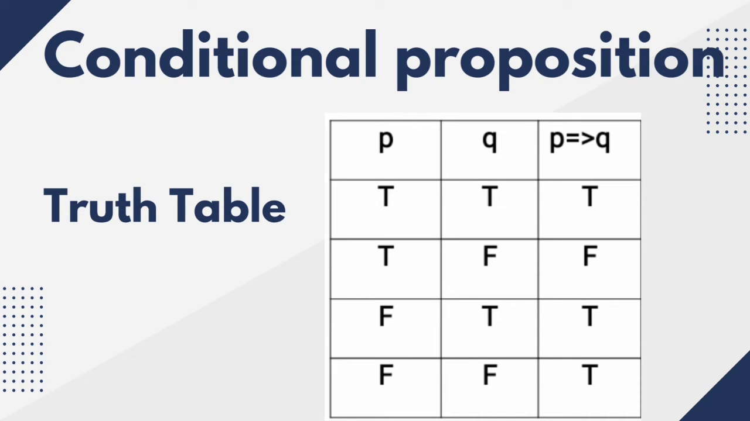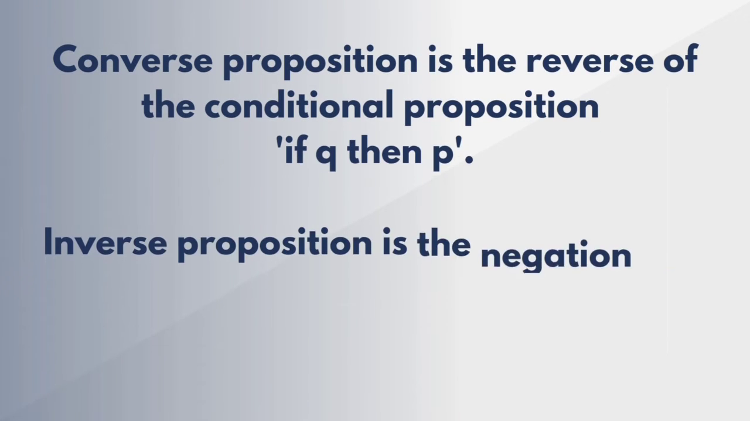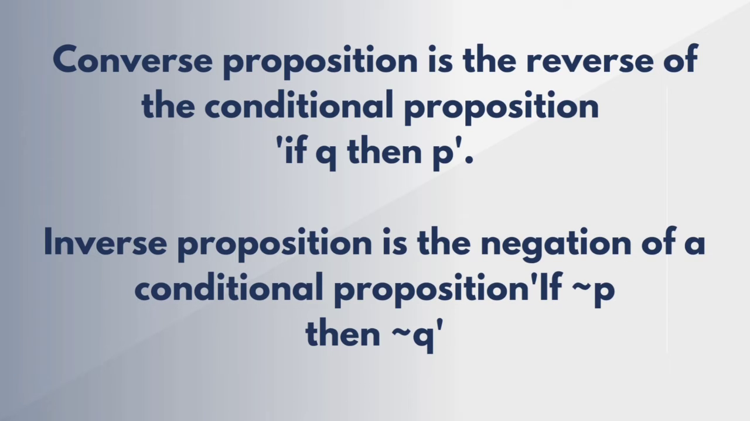The only condition that makes a conditional statement to be false is when the antecedent is true and the consequent is false. That is, when the hypothesis is true and the conclusion is false, and you obtain that truth table. Converse proposition is the reverse of the conditional statement.